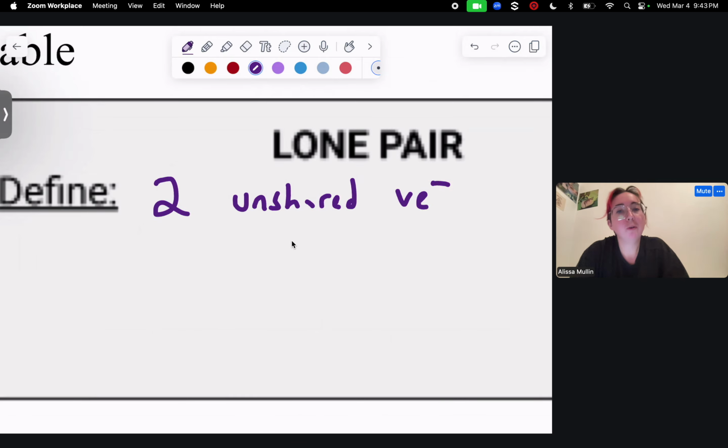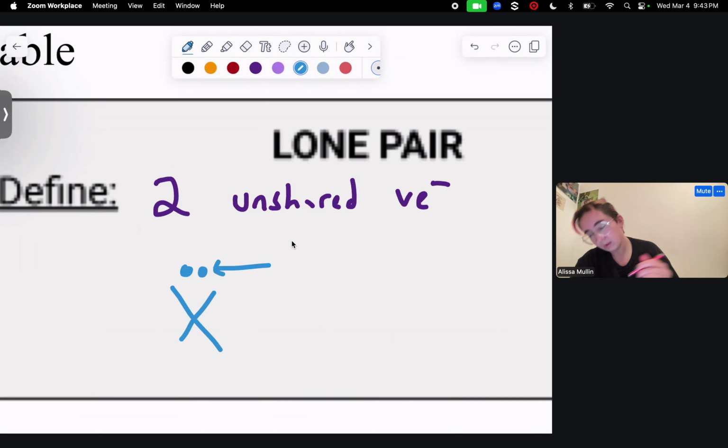And we call that a lone pair. So if we see dots in these structures, those dots are unshared. So they only belong to X. They don't belong to any other atoms that are around. They're unshared. Notice this is called a lone pair, right? Pair. So like if I had a pair of socks, I have one pair of socks.